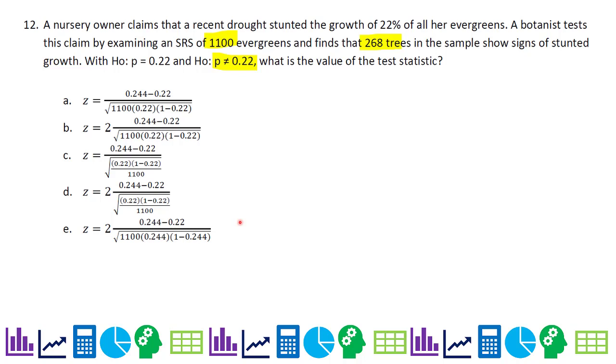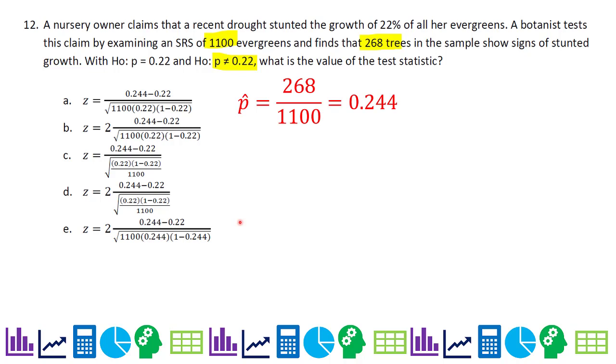Number 12, a nursery owner claims that a recent drought stunted the growth of 22% of her evergreens. A botanist tests this claim by taking a simple random sample of 1,100 evergreens and finds that 268 trees in the sample show signs of stunted growth. So the null is p is 0.22, which she claimed, and the alternate is that it's not 0.22. What is the value of the test statistic?